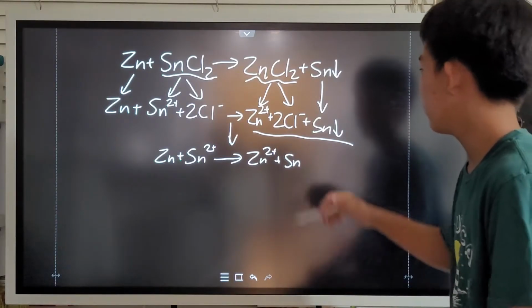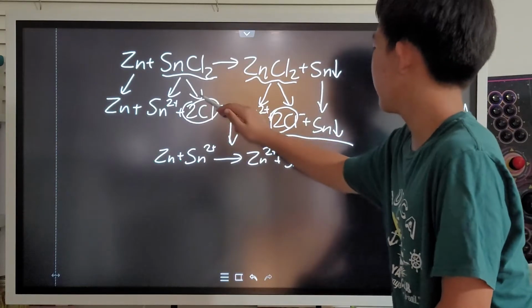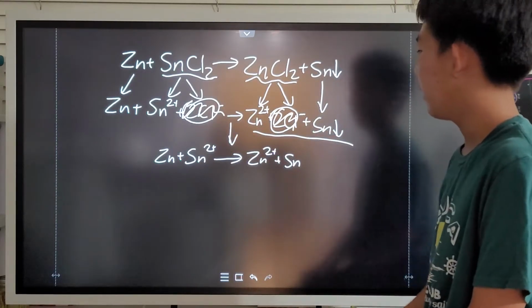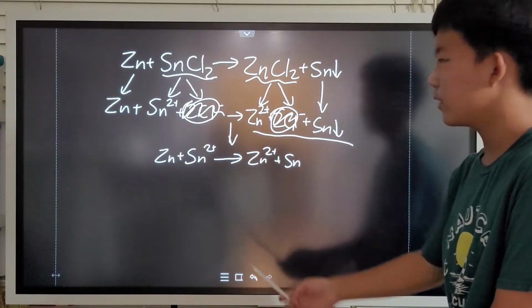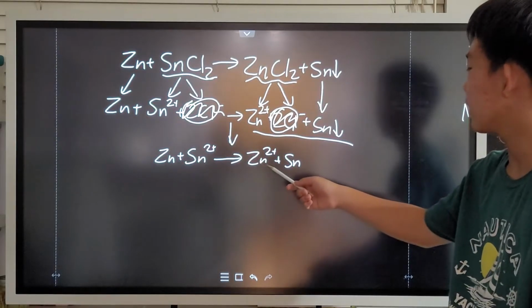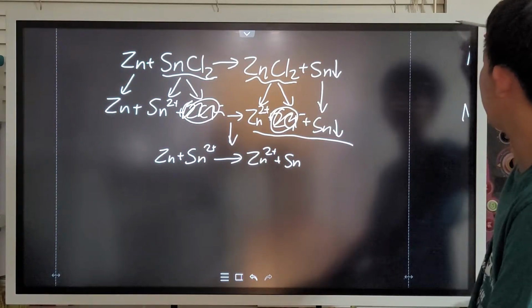Well, you may have already noticed 2 chlorides here, 2 chlorides there, we let them cancel, and you can already see the net ionic equation. Zinc reacts with aqueous tin 2 plus ions to make zinc ions and tin metal.